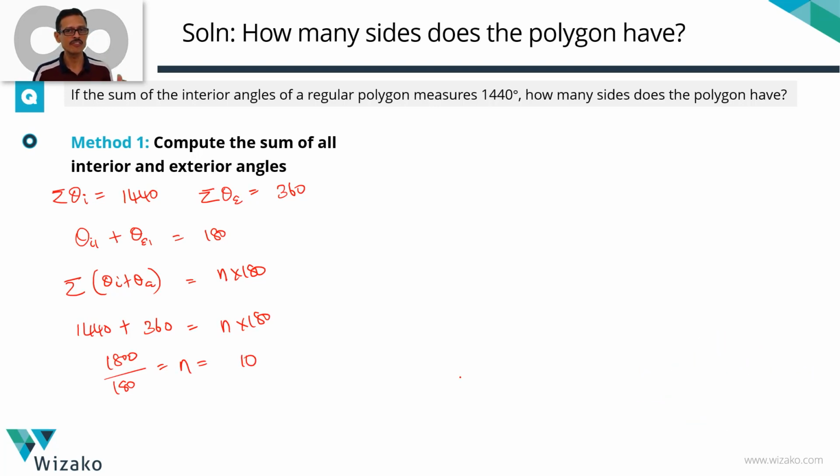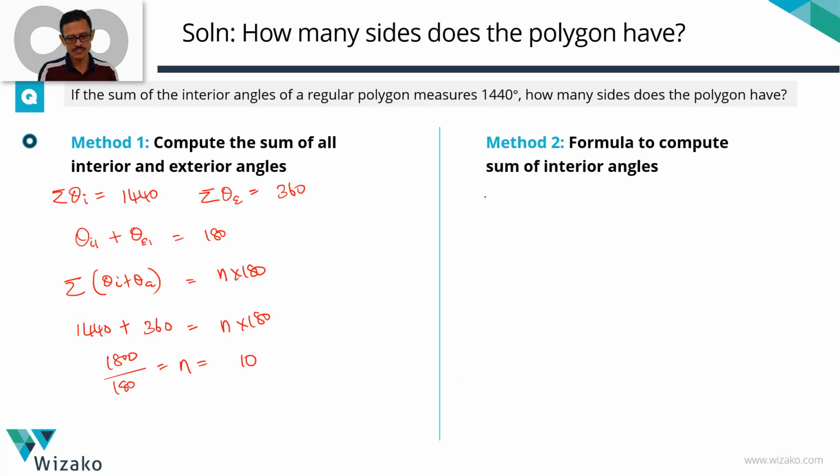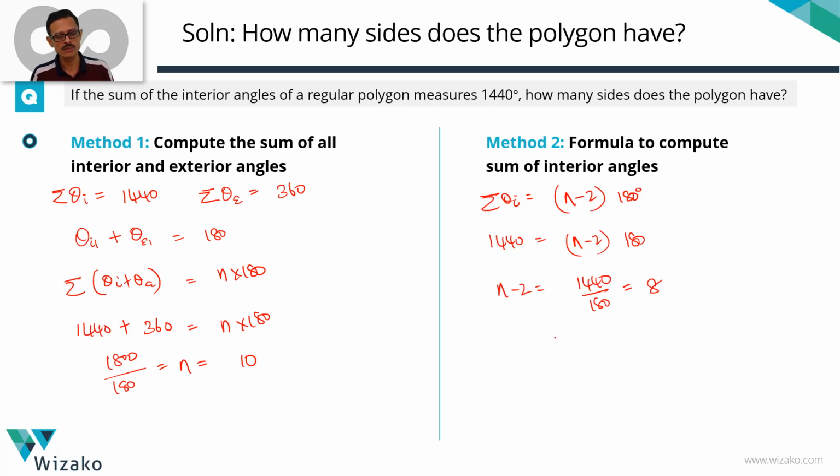So this is one way of arriving at the answer using the two properties mentioned in the last slide. The second method is if you know the formula. The sum of the interior angles is equal to n minus 2 times 180 degrees. It's basically derived from this, but we're directly applying the formula without worrying about the derivation. The sum of the interior angles is mentioned as 1440. This is equal to n minus 2 times 180. So n minus 2 is equal to 1440 divided by 180. This is equal to 8. N minus 2 equals 8. N is equal to 10, the number of sides that the polygon has got.